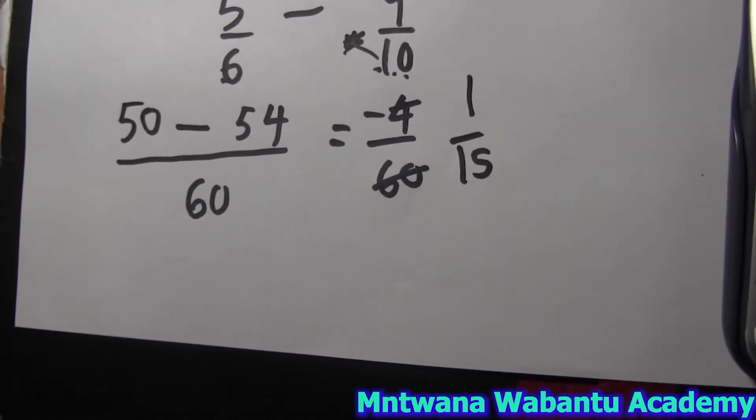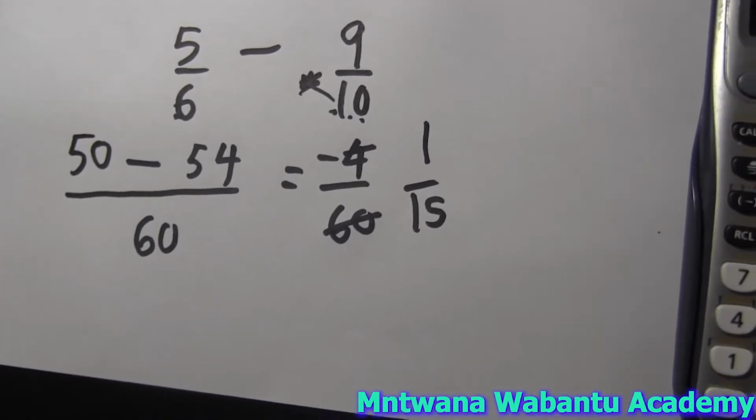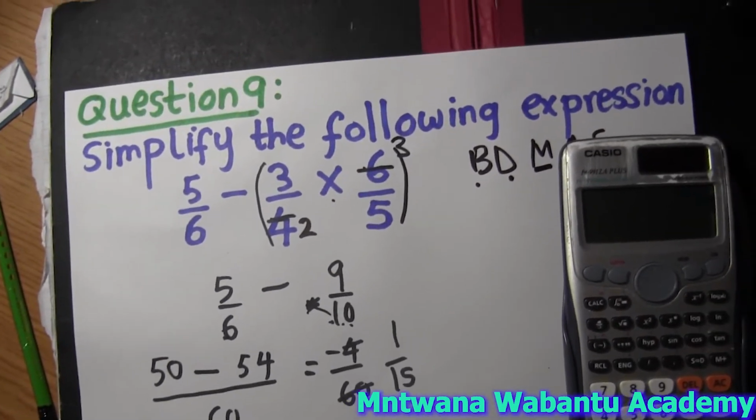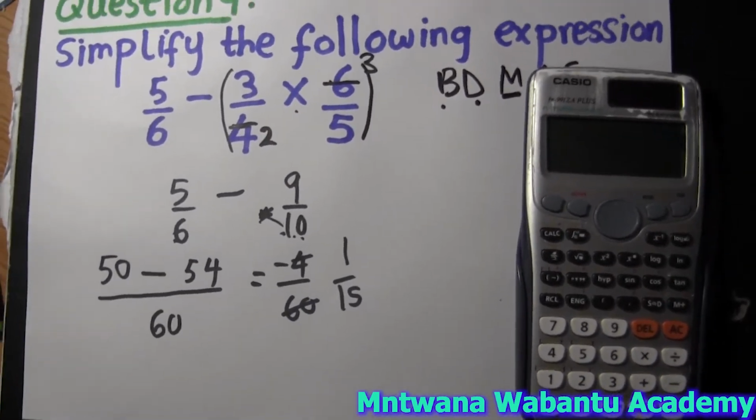Negative 1 over 15, and this is option 3. Negative 1 over 15. So that's how we solve that question. That's how you solve that question.